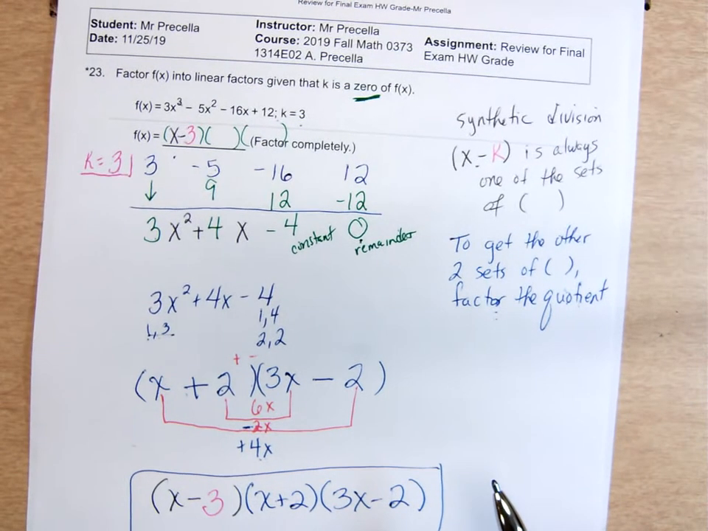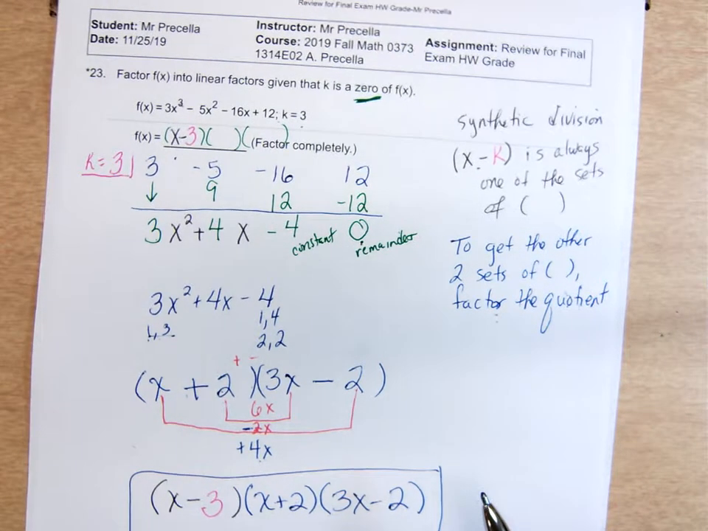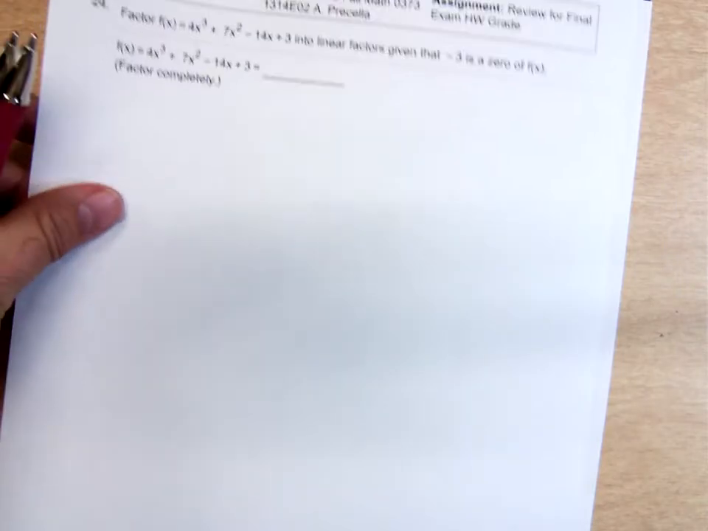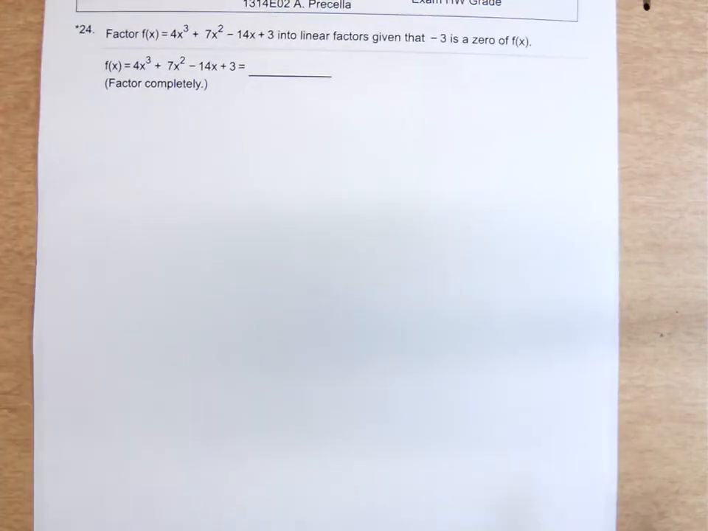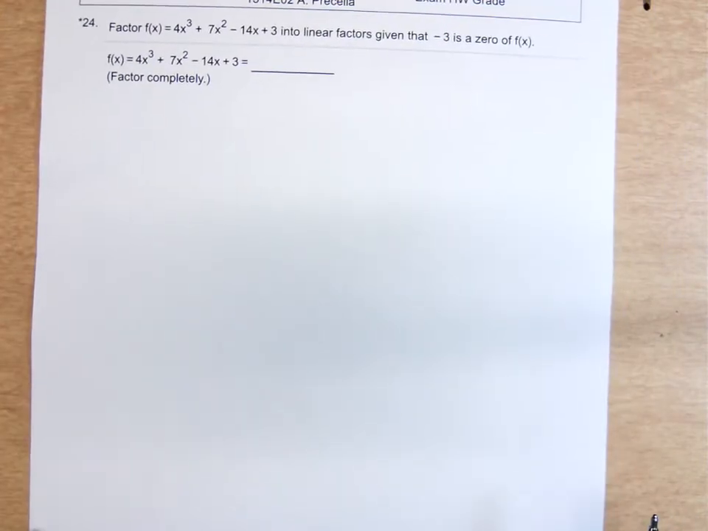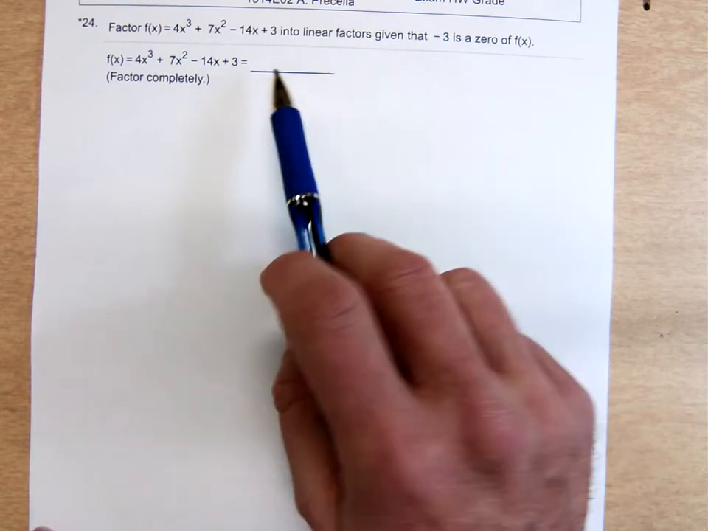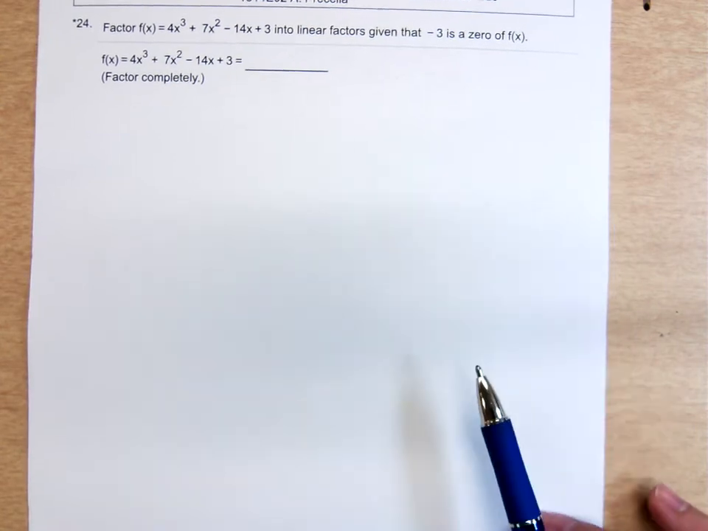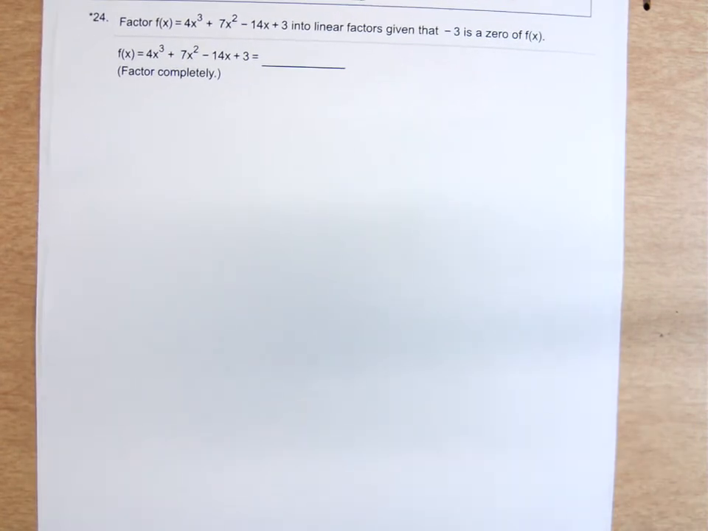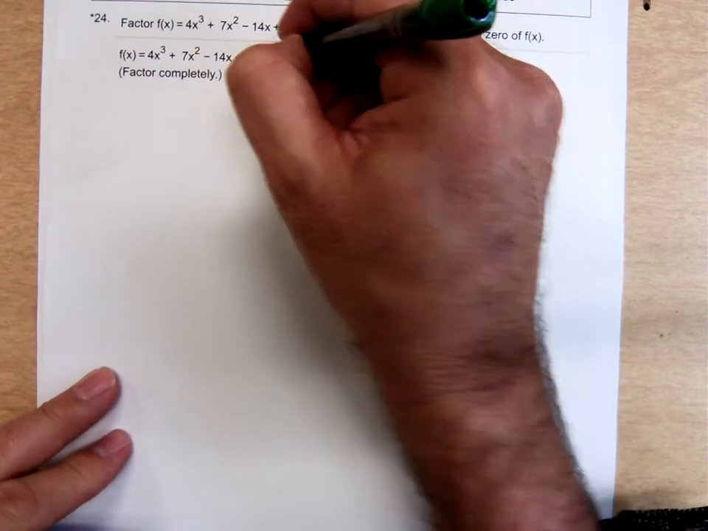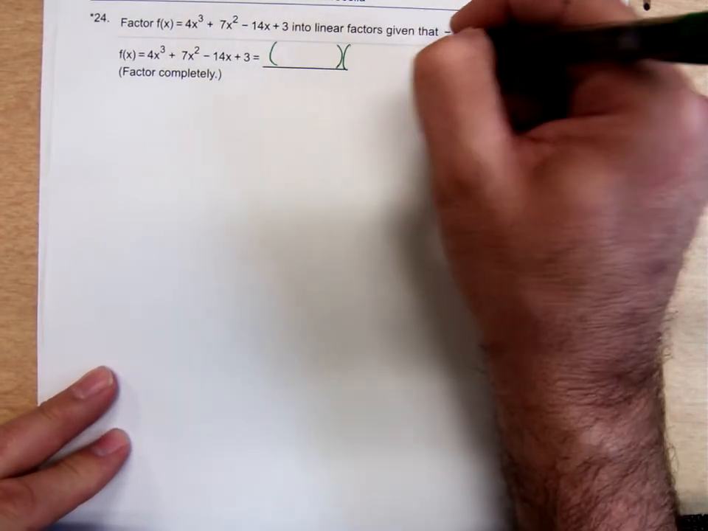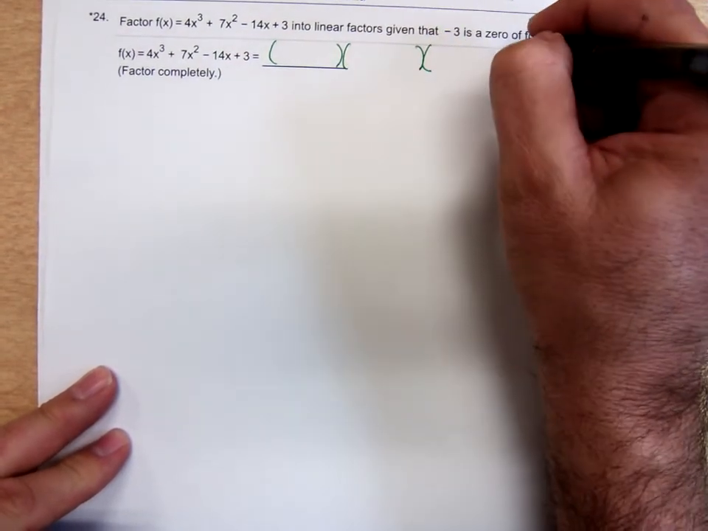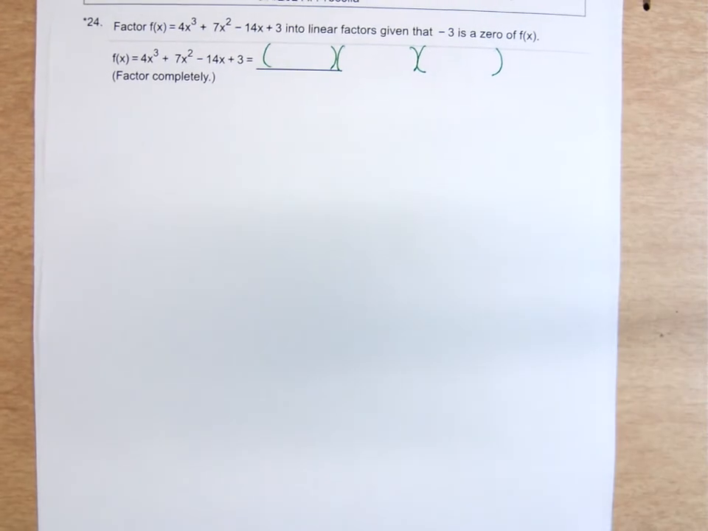Oh, okay. Number 24 is another one of those. So we get a chance to practice it again. I like it better because I have more room up here to write the 3 sets of parentheses. So I'll go ahead and write the 3 sets of parentheses. 1, 2, 3.